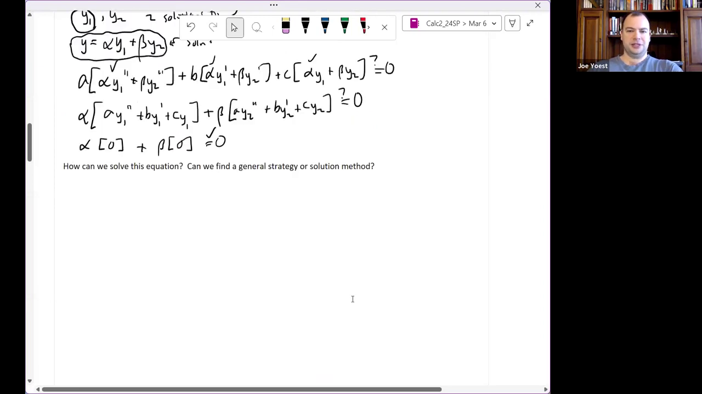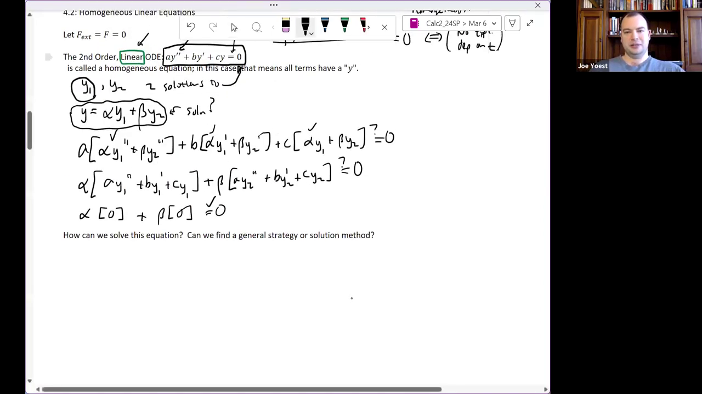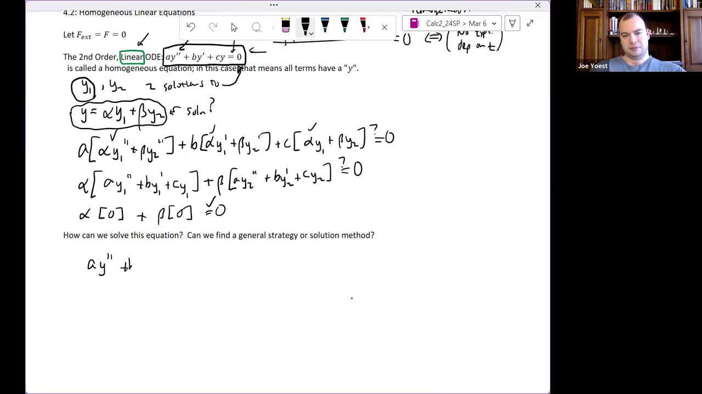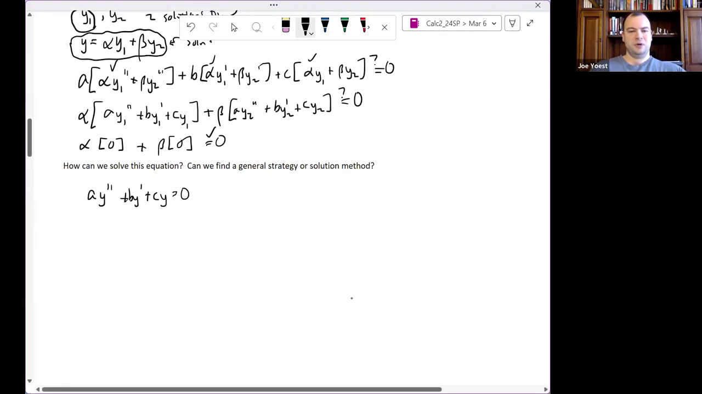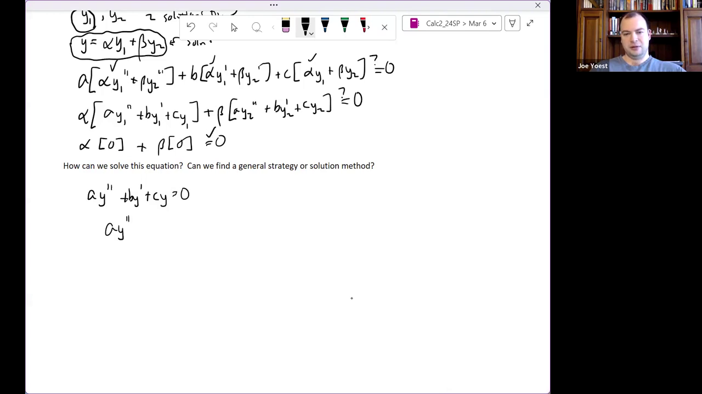Can we find a general strategy? Can we get an idea of how we might want to go about finding solutions to equations like this? Let's try to do what we kind of did above, where we write y double prime in terms of the other components. So what am I looking for? I'm looking for a function whose second derivative looks like a linear combination of its first derivative and itself.